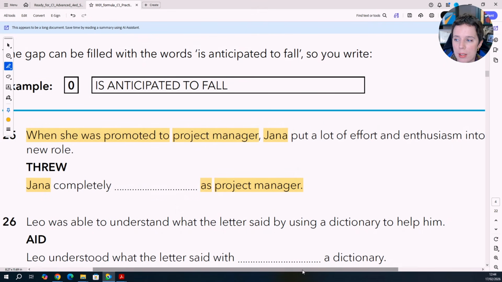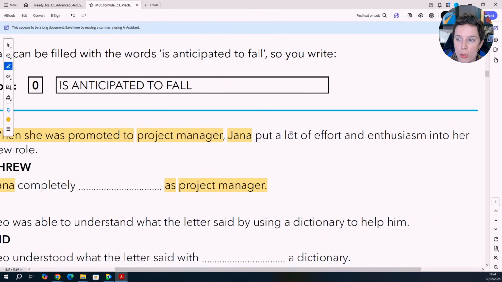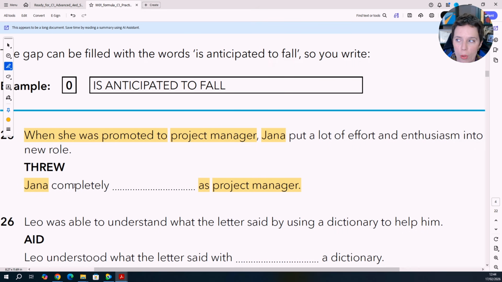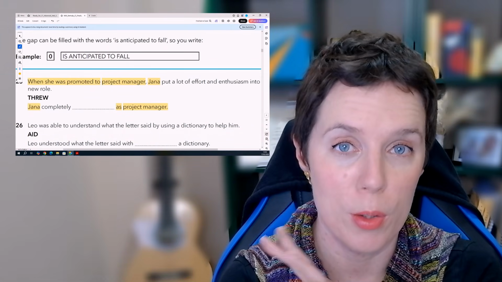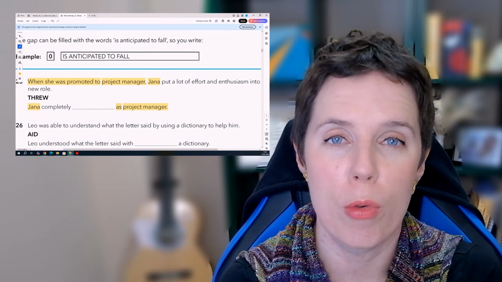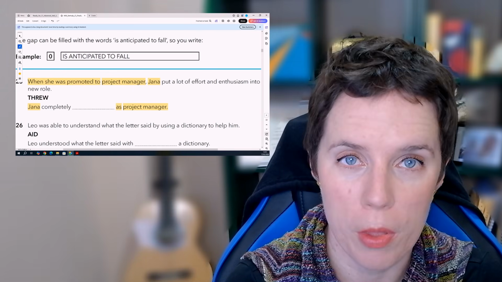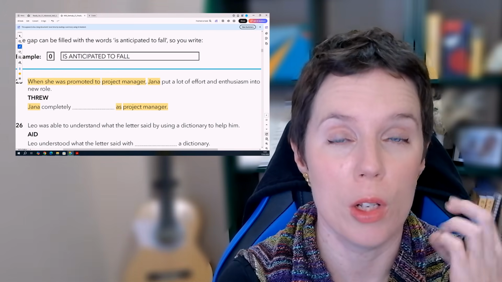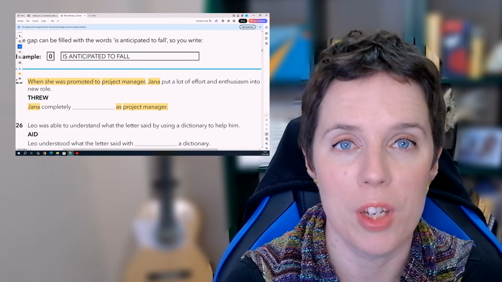So we need basically an idiomatic expression for put a lot of effort and enthusiasm into something with the word throw. Can you think of an expression with throw? I'll give you a few seconds. Right, if you don't know the expression, I'll give you the expression and then we'll try and cobble together the response. So the expression is throw yourself into something. If you start something with a lot of energy, a lot of enthusiasm, you throw yourself into that thing.